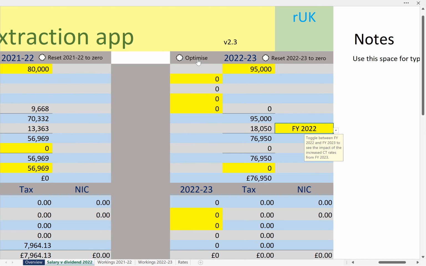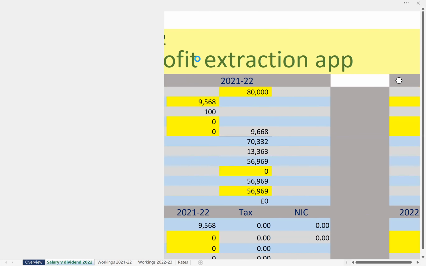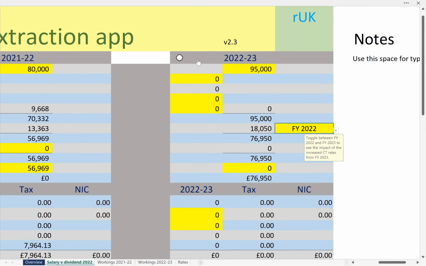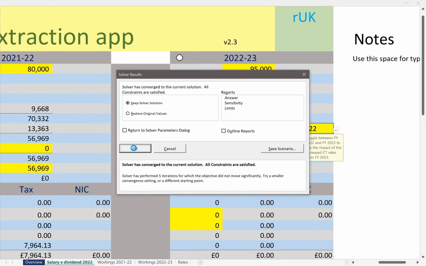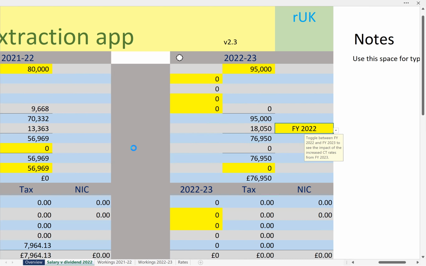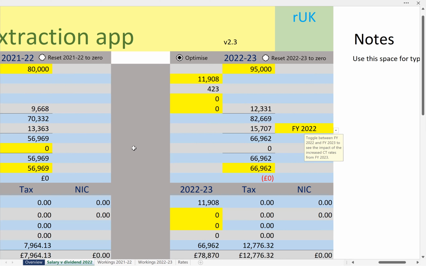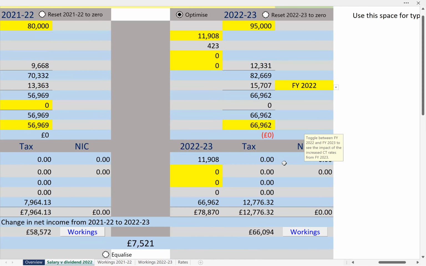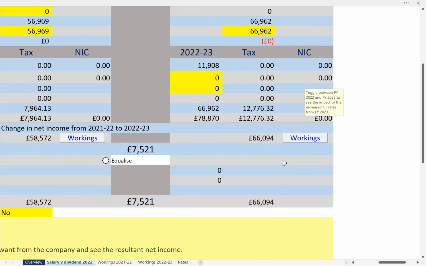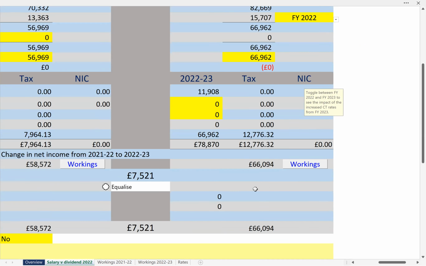But let me click optimize on the 22-23 calculation. It takes a little while to go through its routine. We've found a result, and the optimum salary is 11,908 here. Always interesting to see what the solution is, with the rest as dividends. And that then tells me that I'm going to be better off next year by 7,521 down at the bottom. Mind you, that's because the profits have gone up by 15,000.